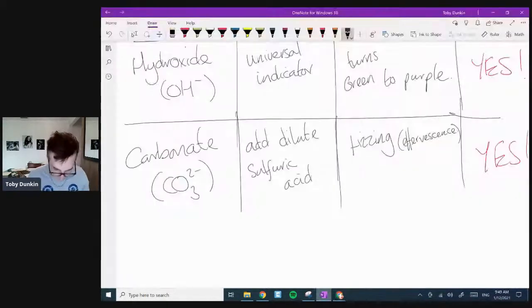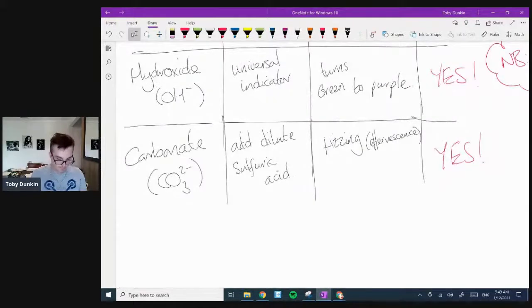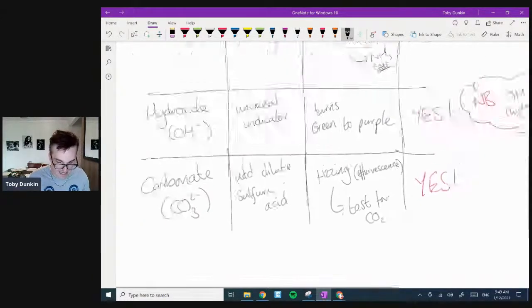It means bubbling, means fizzing. You'll see fizzing. Observation: fizzing. And then there is an extension to this. You then have to test for carbon dioxide. Test for CO2: bubble the gas through limewater. There's a follow-up test that always comes.